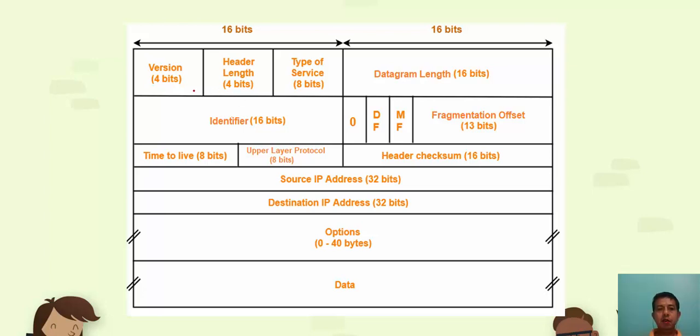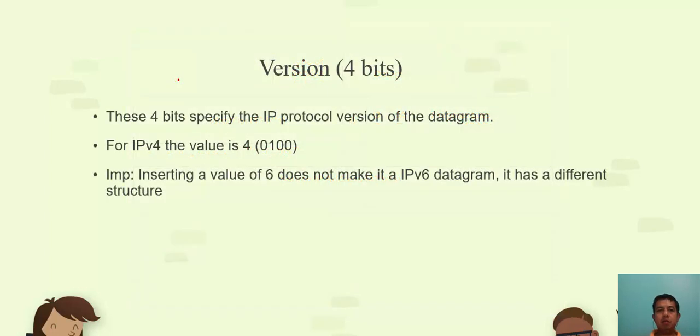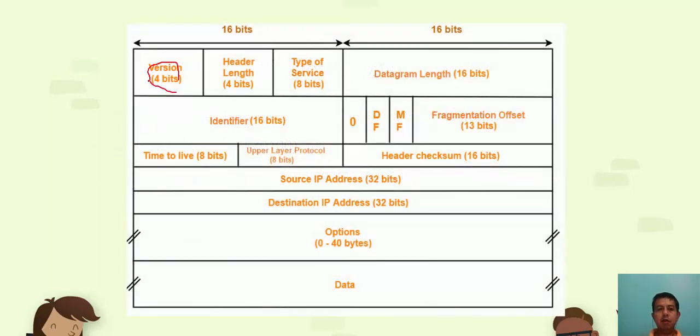Let us start with the first field, which is shown as version, of size 4 bits. Now this version field of 4 bits specifies the IP protocol version. As we have already mentioned, there are two versions of the IP protocol, IP version 4 and IP version 6. Because we are discussing IP version 4, the value of this particular header field is 4. So in binary, this is 0100. That means in an IPv4 header, this particular field of 4 bits will always be 0100, a value of 4.